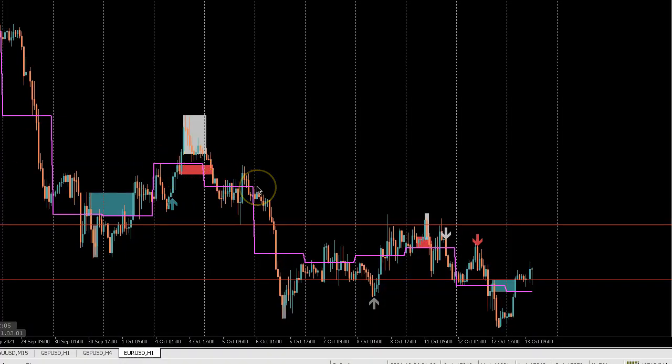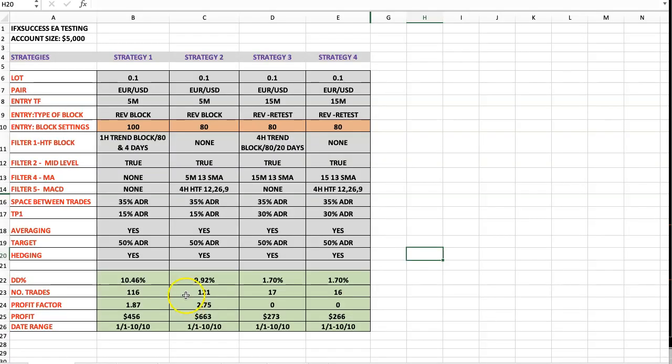So what we're saying is that we want an entry. If the block happens below this level, then we look for selling opportunities. If the block happens above this level, then we're looking for buying opportunities. And also we're saying that if we have a 1 hour block of a minimum of 4 days old, then give me an entry. That's pretty much what we're saying. So everything else is false. All we're doing is this to be true.